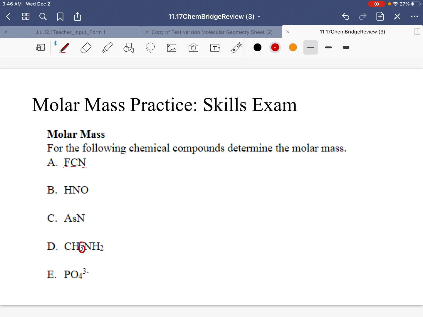Whenever you have these little subscripts, it belongs to the element in front of it. So here I know I have 1 carbon, I have 1 nitrogen, and I have 3, 4, 5 hydrogen, so I would multiply that mass times 5. This last one, they try to trick you with the charge for the ion. It has no effect on what you have.